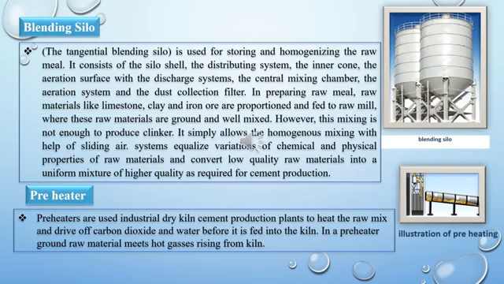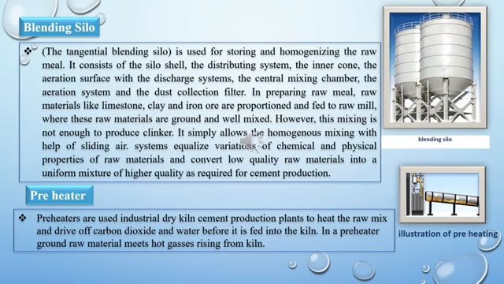Students, as I have said earlier, the homogenized form of raw material will enter into the silo. So our next equipment is the blending silo. The blending silo is used for storing and homogenizing the raw meal. It consists of the silo shell, the distributing system, the inner cone, the aeration surface with the discharge system, the central mixing chamber, the aeration system and the dust collection filter.